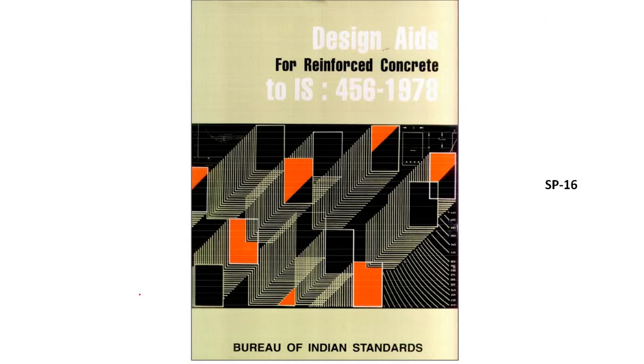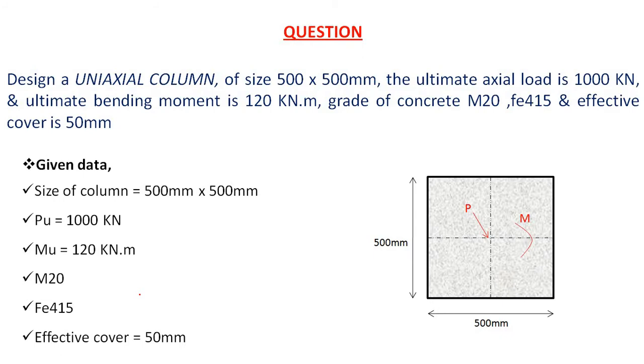So here I have shown the cover page of the SP16. All of these are available on Google. You may download it. This will be used for the design of the uniaxial column. So here the question is provided: design a uniaxial column of size 500 cross 500 mm. The ultimate axial load is 1000 kN and ultimate bending moment is 120 kN into meter. The grade of concrete is M20, grade of steel is Fe415, and effective cover is 50 mm.